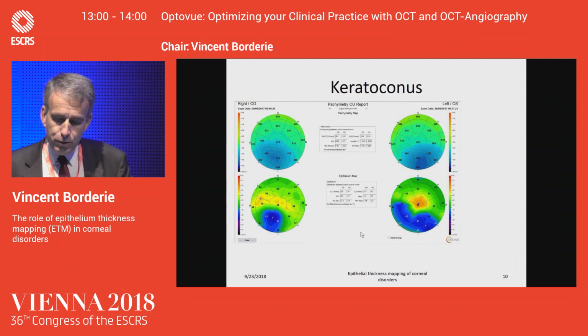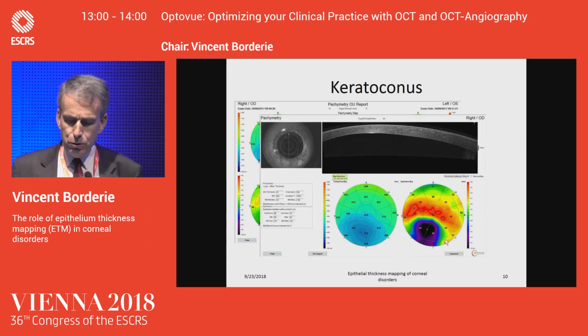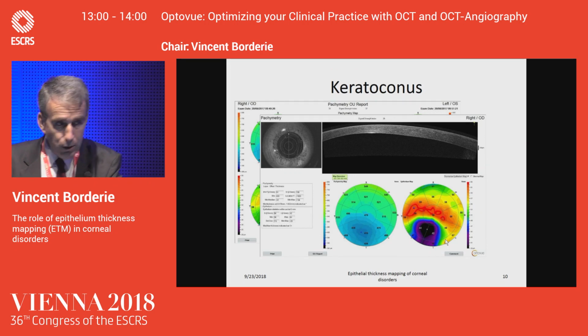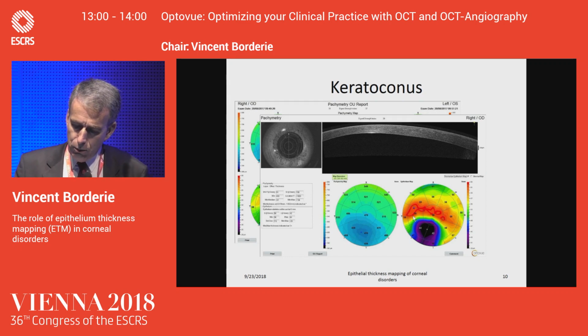One more example of keratoconus. Here you clearly see the localized epithelial thinning on the epithelial map. And if you use the recent normalized display of epithelial mapping, you will see more evidently epithelial thinning in the inferior zone of cornea.